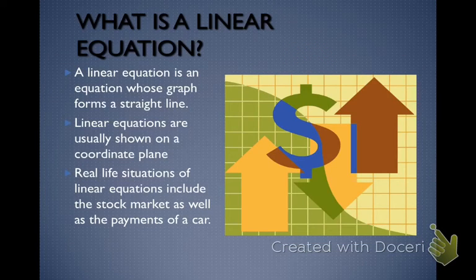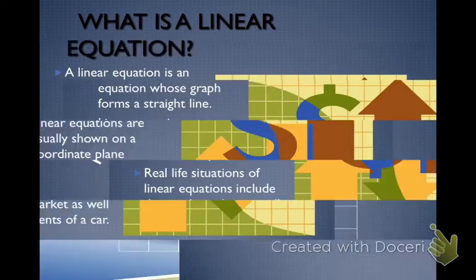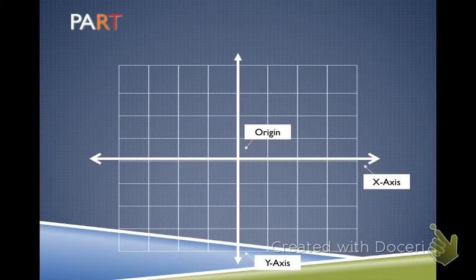Okay, so what is a linear equation? Well, a linear equation is an equation whose graph forms a straight line. Okay, so a linear equation, basically it creates a graph, and on that graph, it has a straight line. Right? They are usually shown on a coordinate plane, which is why we just worked on that. And real-life situations of linear equations include the stock market, as well as possibly payments that you make on your car.